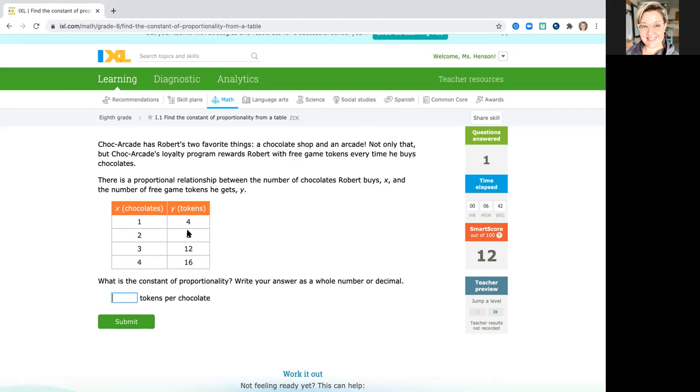So we're going to do the same thing. We're going to divide the y value, the tokens, by the x value, the chocolates. 4 divided by 1 is 4. Okay, let's check 8. 8 divided by 2 is 4. 12 divided by 3 is also 4. 16 divided by 4 is also 4. So we've confirmed, yes, there's a constant of proportionality, and that number is 4 tokens per chocolate.